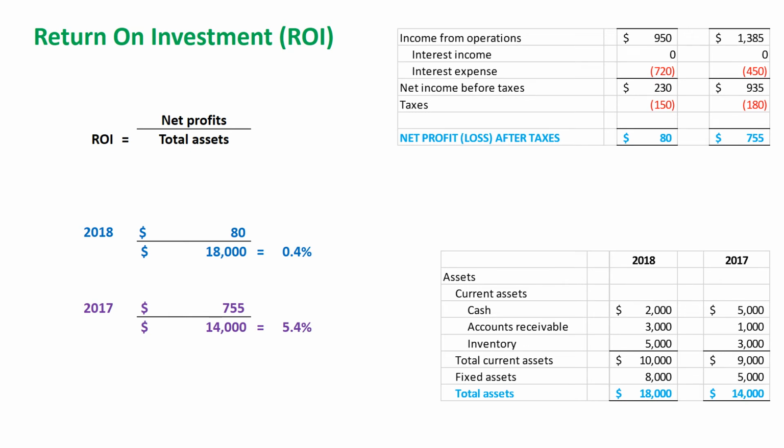2017, $755 over $14,000 equals 5.4%. 2018, $80 over $18,000 equals 0.4%. We do not know what your business's target for ROI is, but 0.4% would seem unacceptable. You could put your money in a savings account and earn 4%, so it doesn't appear that a 0.4% return on your investment is good.